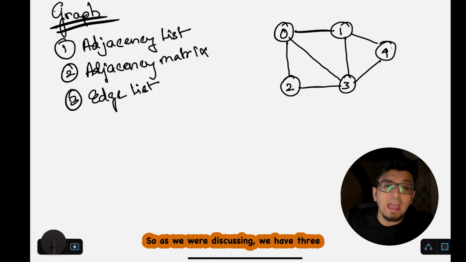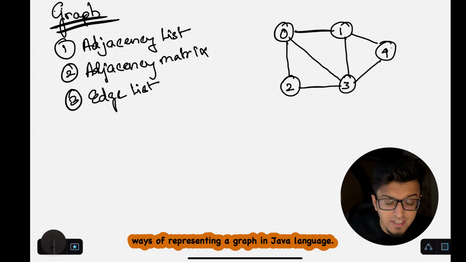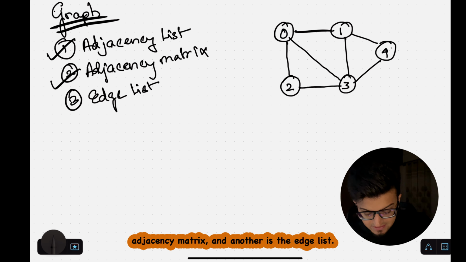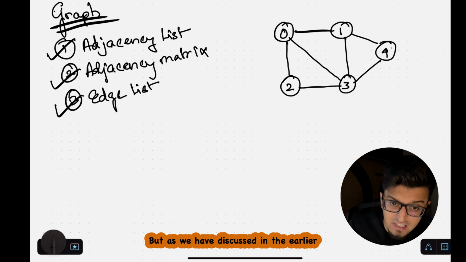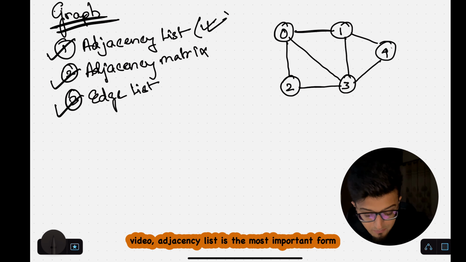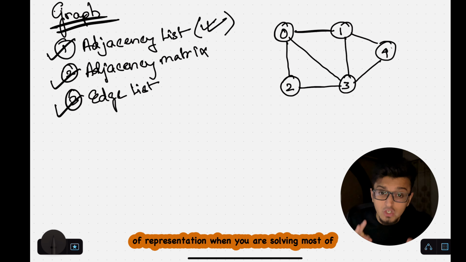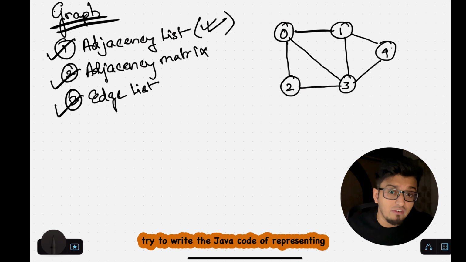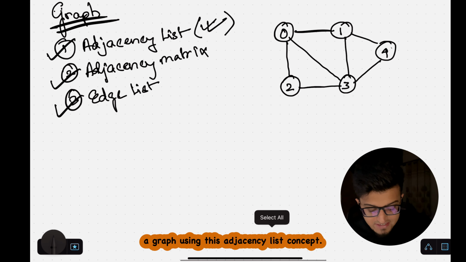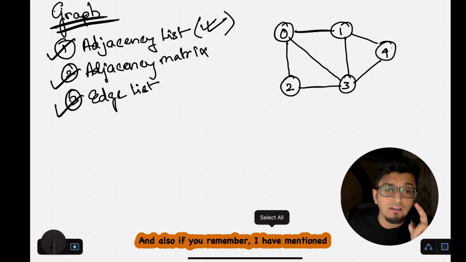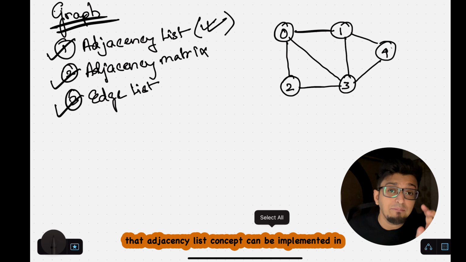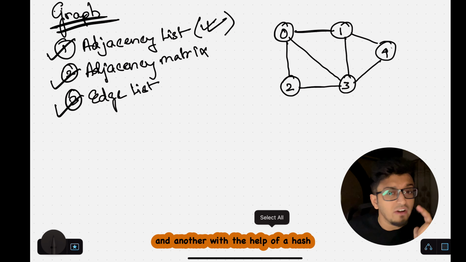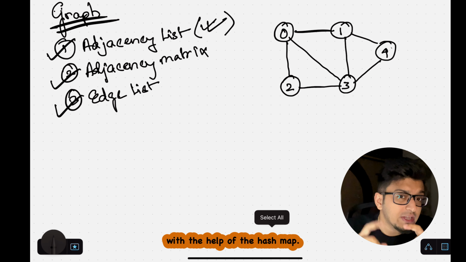So let's get started. As we were discussing, we have three ways of representing a graph in Java: the adjacency list, the adjacency matrix, and the edge list. But as we discussed in the earlier video, the adjacency list is the most important form of representation when you are solving most of the problems during your technical interview. So today in this video, we will first write the Java code for representing a graph using the adjacency list concept. And if you remember, I mentioned that the adjacency list can be implemented in two ways: by using a list of lists, and with the help of a hash map. In this video, we will be solving it with the help of the hash map.